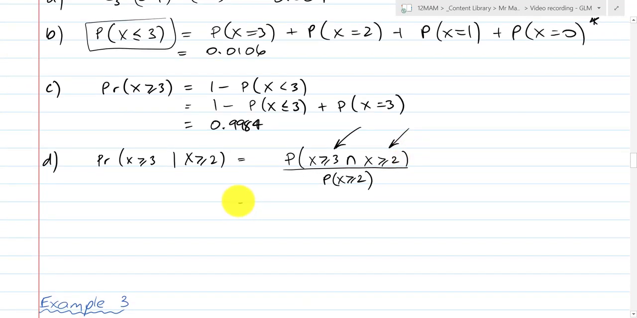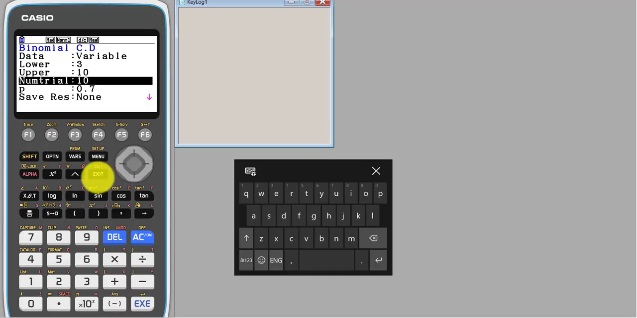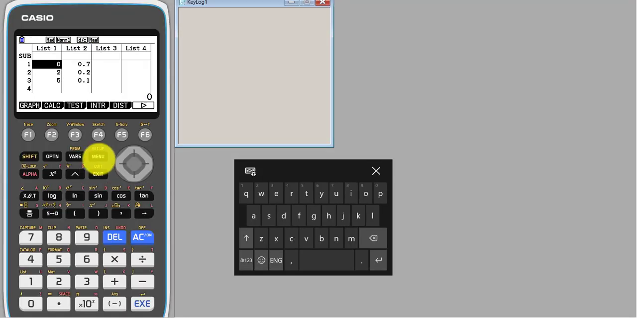So in some special cases, such as this binomial probability where we're looking at ranges, it's just x is greater than or equal to 3. And if x equals 2, this condition is not satisfied. So then we've got that over that, and I can do that calculation in my calculator quite quickly. So I just exit out of this. I'm going to go to menu.